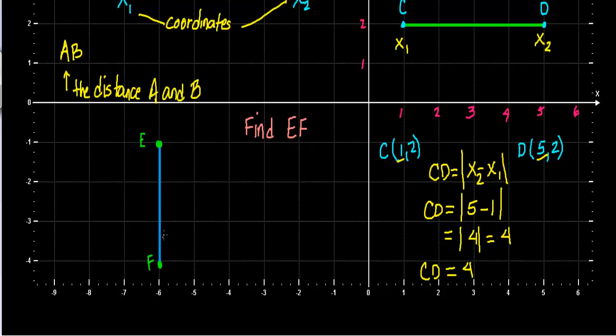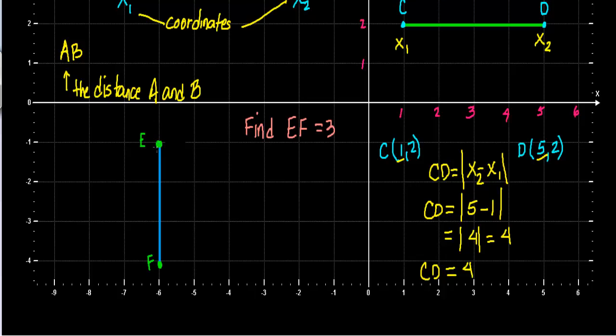Now let's do it the short way. The short way would be to count the squares in between E and F, right? So I'll have 1, 2, 3. So EF is equal to 3. The other way to do it, which I'm showing you because in your book you have some exercises that want you to do it using the absolute value, is to label. We can label this point y sub 1, because now the distance I'm going to look at is not the x coordinate, it's your y coordinate.